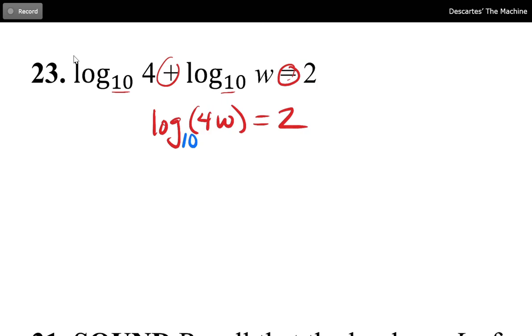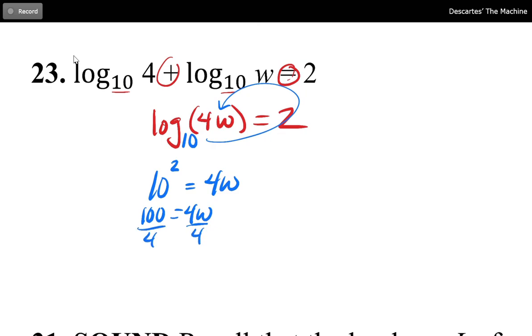So just do the log loop. Just rewrite this now as an exponent. 10 to the second is equal to 4w. 100 is equal to 4w. Divide by 4, divide by 4, w is 25. Does it make any of the arguments negative?